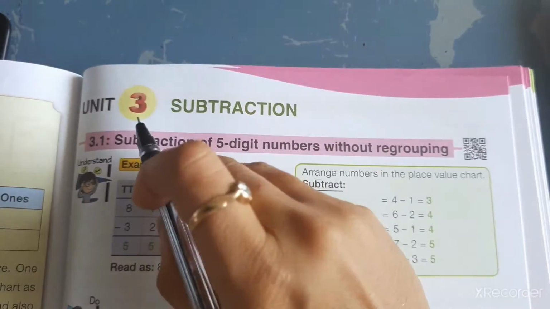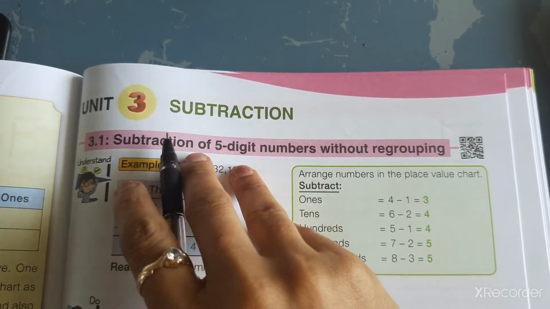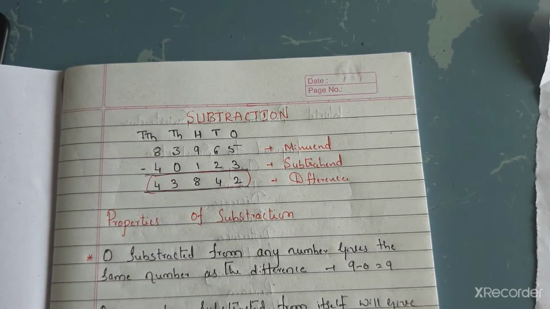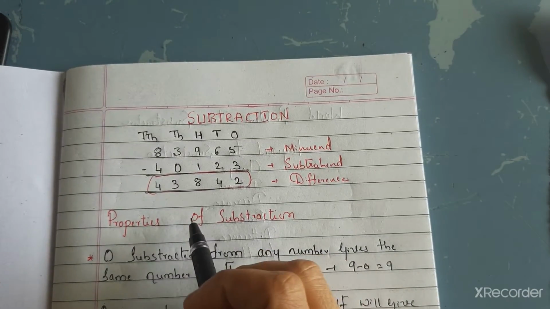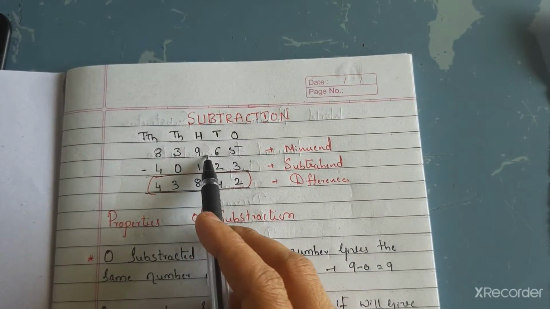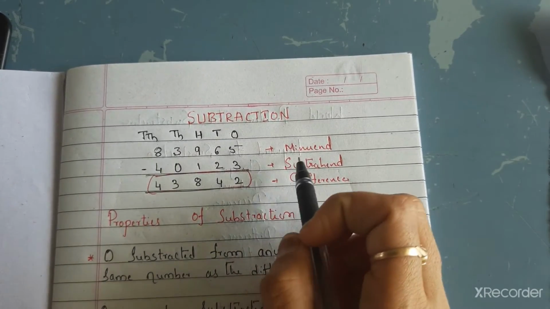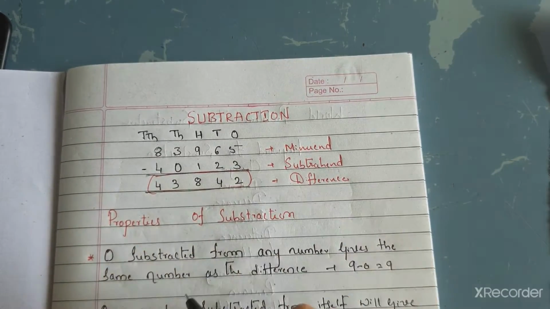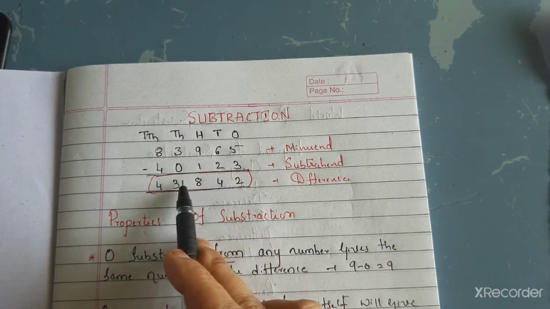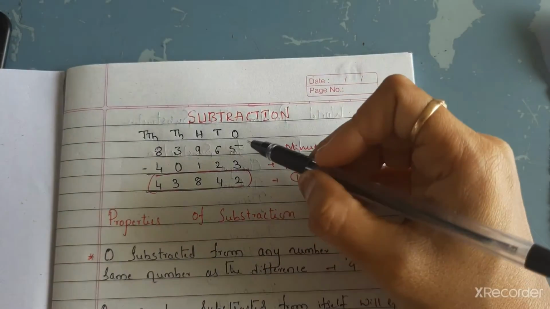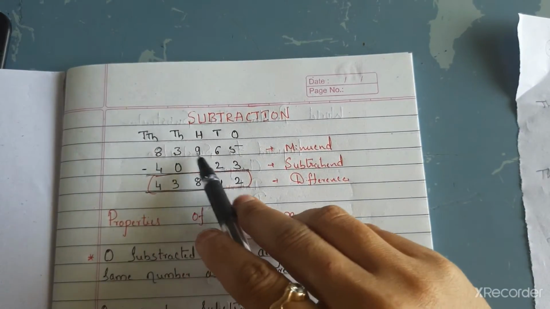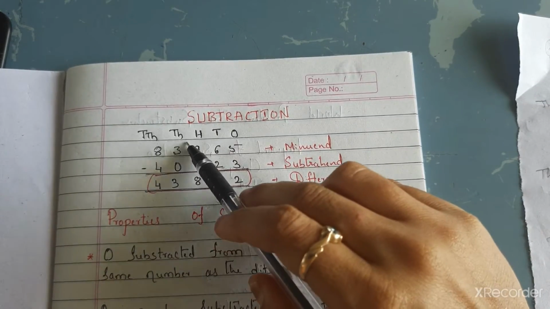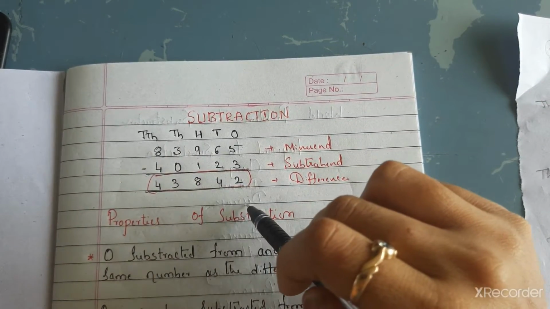Let's learn today's third chapter, subtraction. Let us see how we do subtraction. The number we are subtracting from is called the minuend, and the number we are subtracting is called the subtrahend, and the final result we call the difference. Friends, the first number we call the minuend, the second number we call the subtrahend, and the result we get from these two numbers we call the difference.